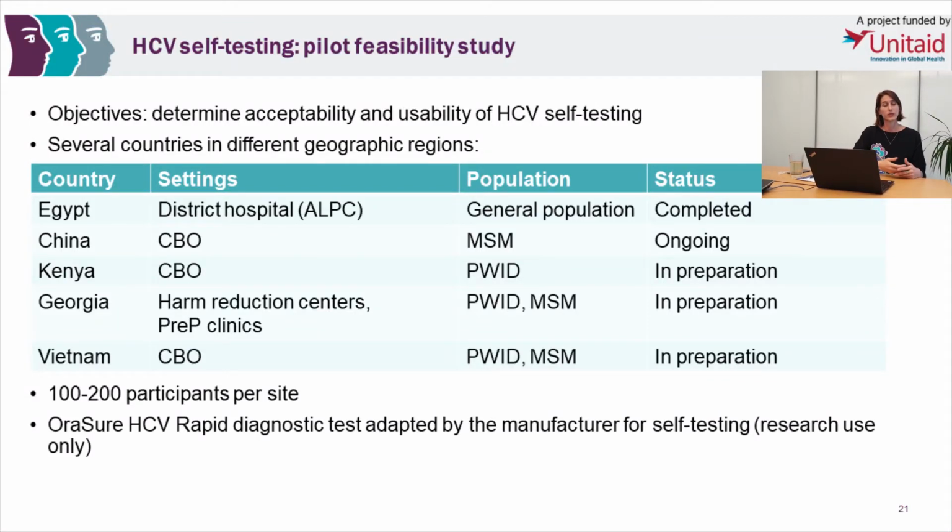So in order to add to the evidence base to understand if and how to use self-testing for hepatitis C, FIND is conducting a pilot feasibility study. And so we are working in several countries in different geographic regions to understand the performance, the acceptability of the OraSure HCV rapid diagnostic test, which has been adapted by the manufacturer for self-testing. It's research use only at this point. We're working in Egypt, China, Kenya, Georgia, and Vietnam, amongst a variety of different population types. So general population, men who have sex with men, people who inject drugs, and we hope to correlate these data to better understand the next steps on what more research is needed to advance hepatitis C self-testing.